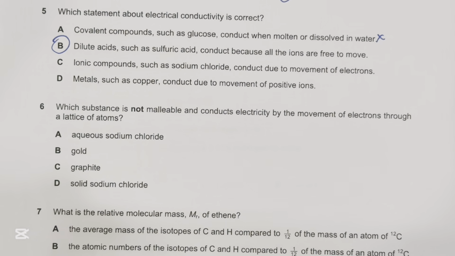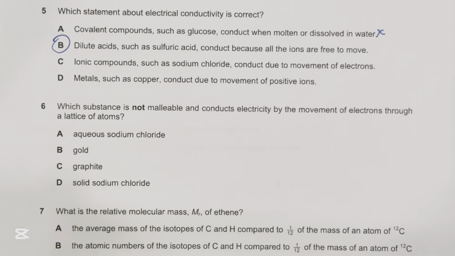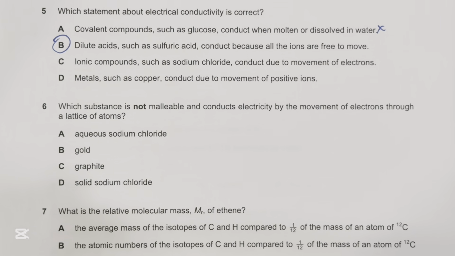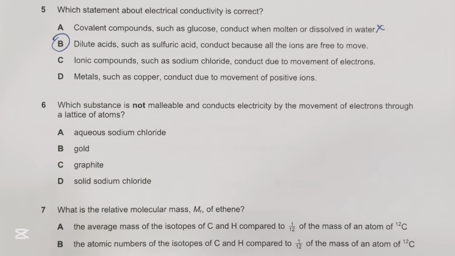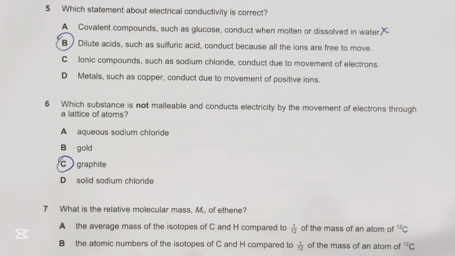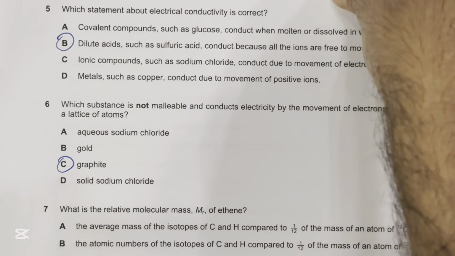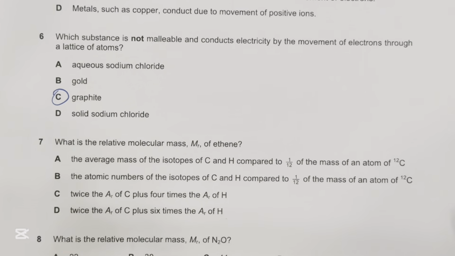Which substance is not malleable and conducts electricity by the movement of electrons through a lattice of atoms? We know that this is the only non-metal that conducts electricity, that is graphite. Option number C is the right one. This is a simple question and a repeated question, I must say. Moving to question number 7.